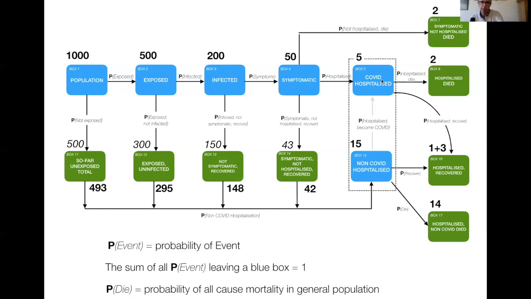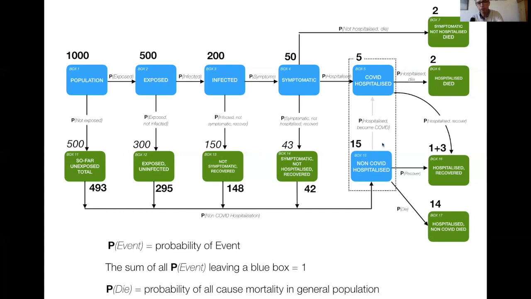So that's my putting some numbers on, so I've got some numbers to work with. What I then also described was this idea that, just as part of normal life, people end up in hospital. So of these 500, 300, 150, 43, I'm going to say some of them disappear but move into the non-COVID hospitalized box. So of my 500, 493 stay in the so far unexposed total and not in hospital, but that means 7 of those go into this box 15. 300 versus 295, that means 5 of those from box 12 have moved over into box 15. 150 to 148, 2 of those moved into box 15, and 43 versus 42, one of those.